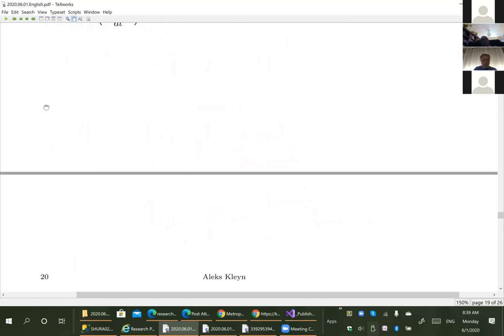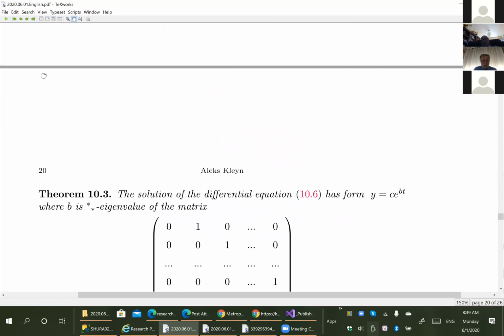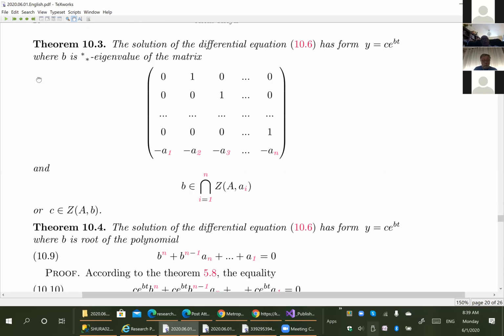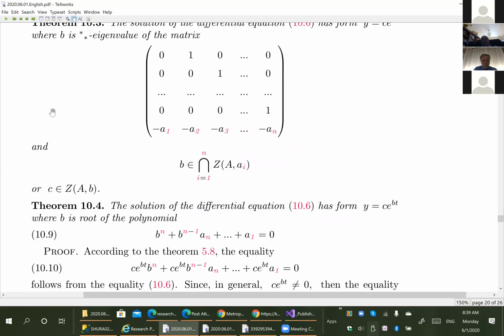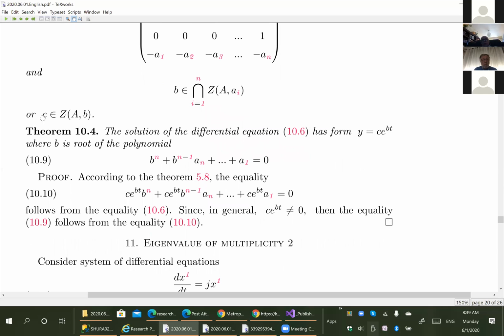And again, I have the requirement that B should commute with each entry A_i. And in this case, I get an algebraic equation for the matrix for the value B. The situation is very similar to what I have in the commutative case.